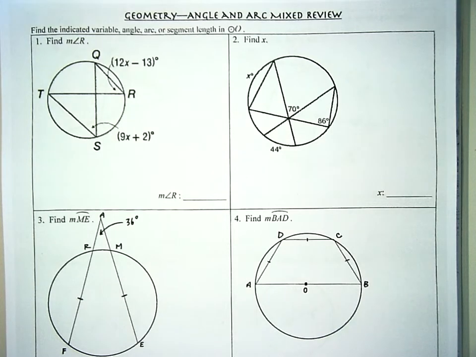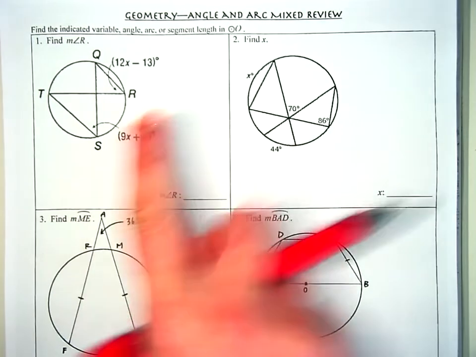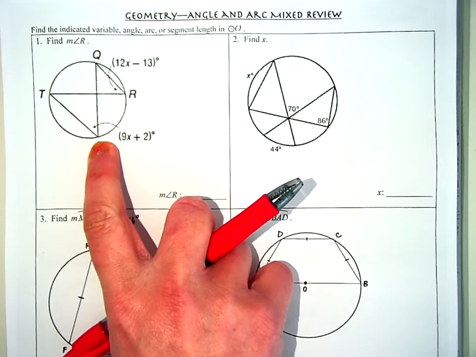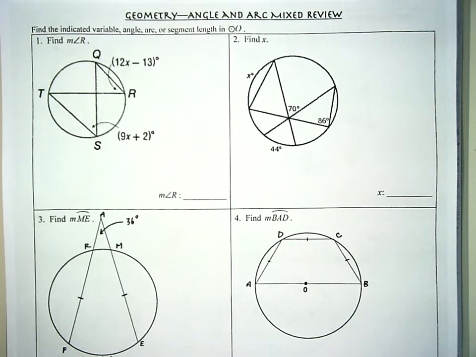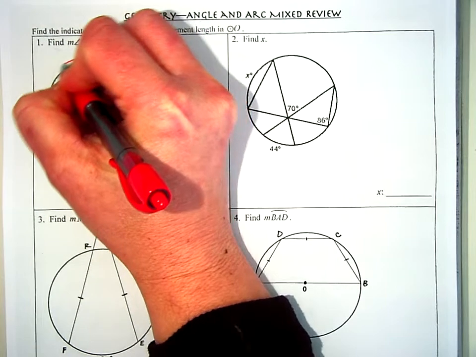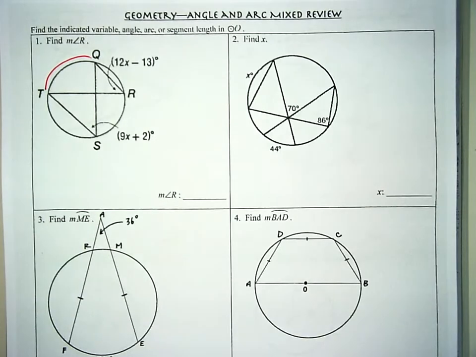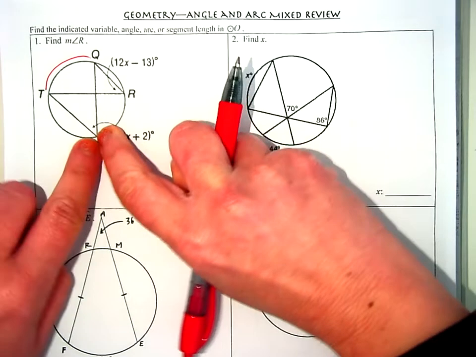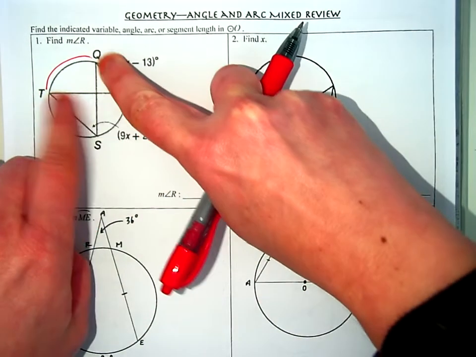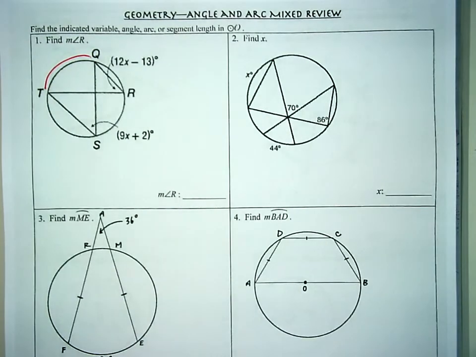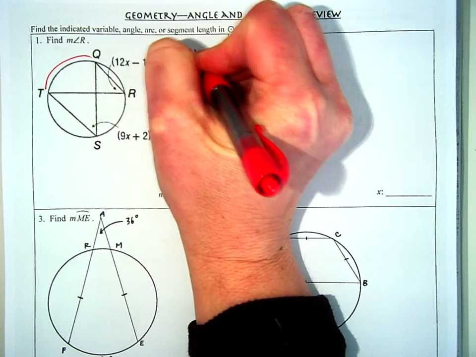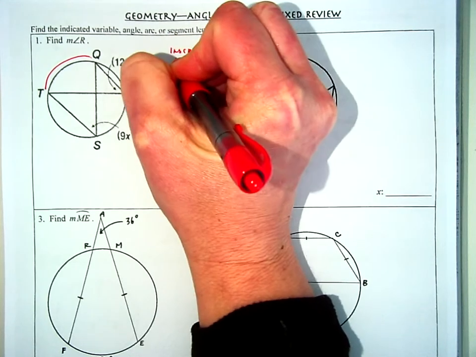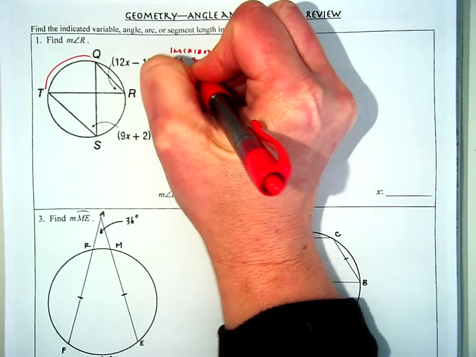So first up, if I look at my diagram in number 1, I can see that R and S are both inscribed angles. Their vertex is on the circle. I can also see that they have the same intercepted arc. If I trace up like that, and I trace up like that, they have the same intercepted arc. So I know that inscribed angles are going to be congruent because they have the same intercepted arc.